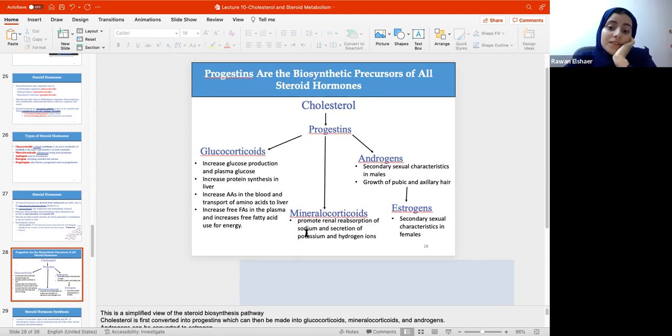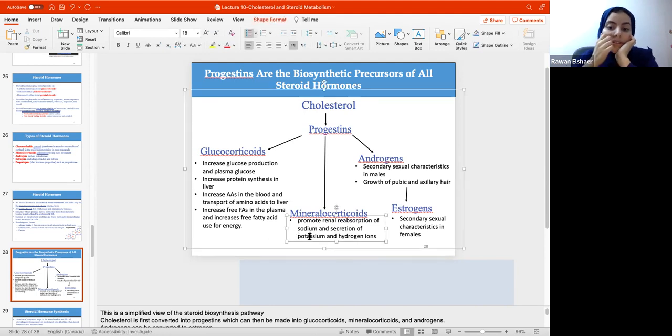And if it's in excess, it can cause hypokalemia, okay? Which is a serious condition. I think it can cause arrhythmias, if I'm not mistaken, okay?